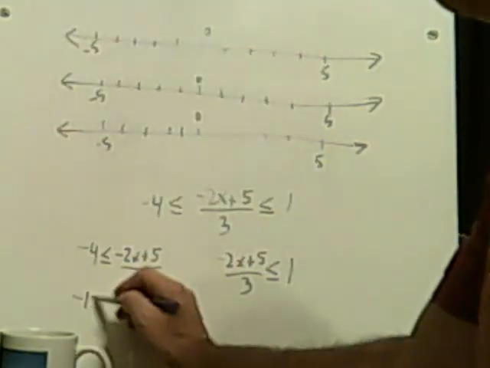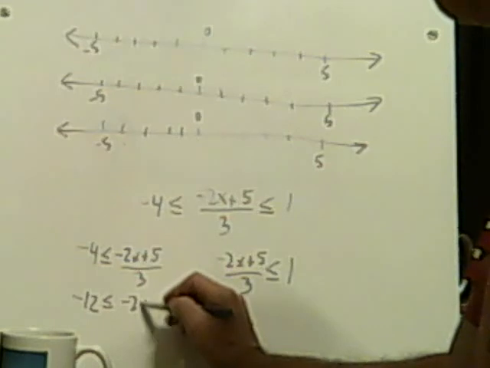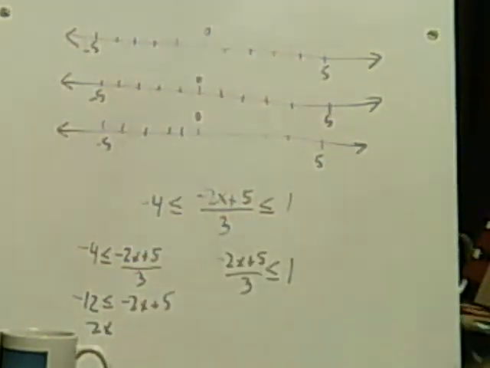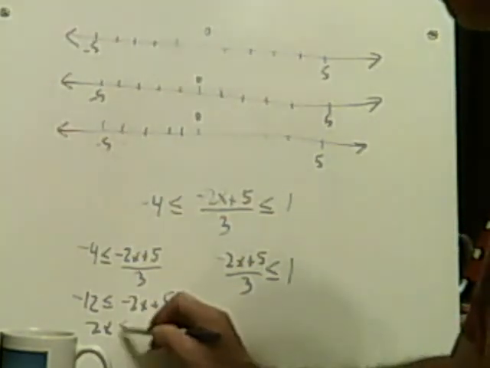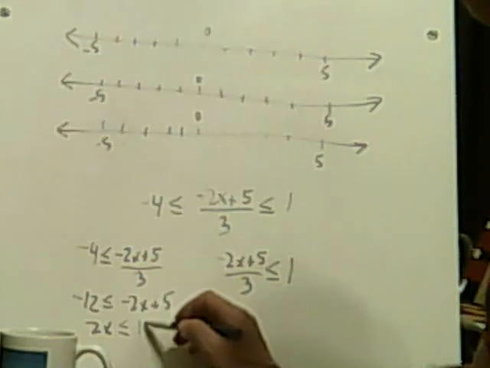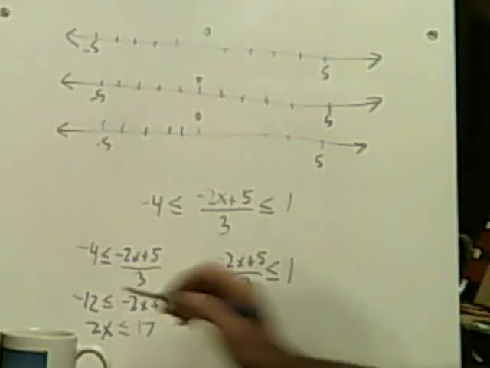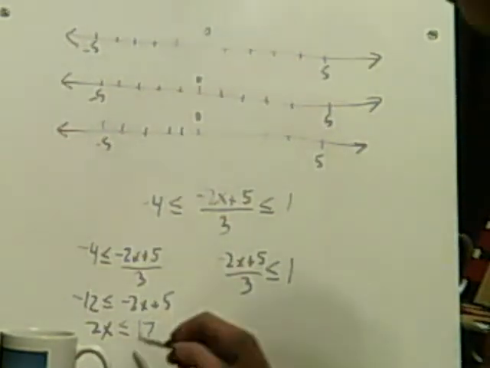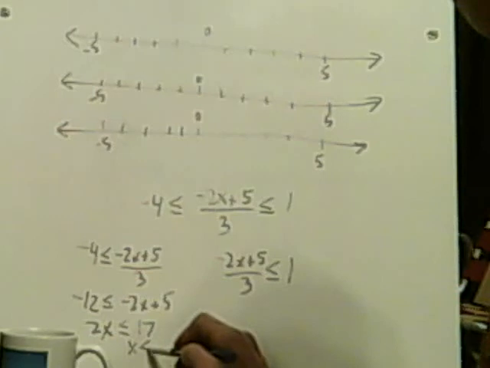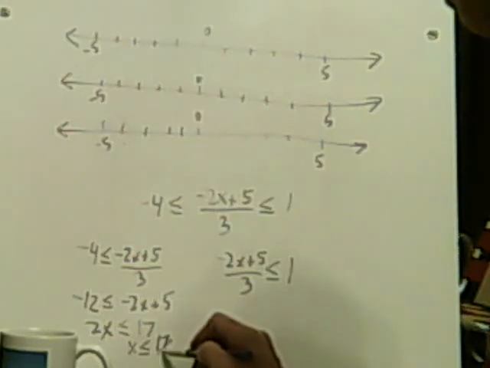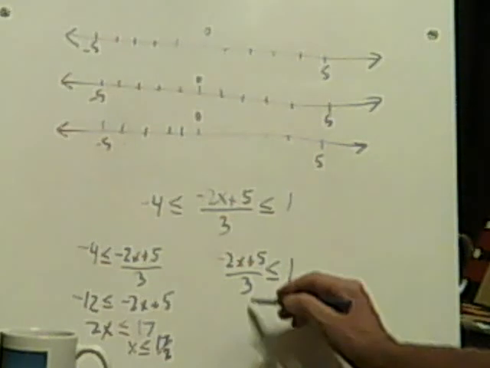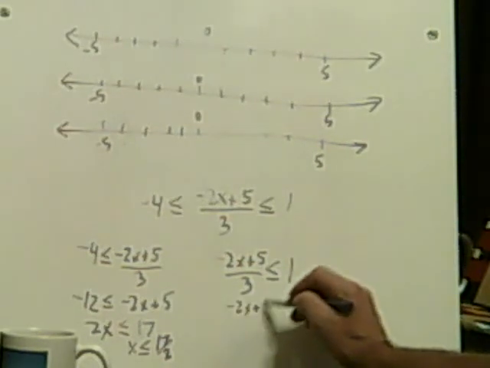I get negative 12 less than or equal to negative 2x plus 5. I'm going to move the 2x to this side. I'm going to move the 12 to the other side, where it's going to add to the 5 to make 17. And then the x is going to be less than or equal to 17 over 2. That's 8.5.